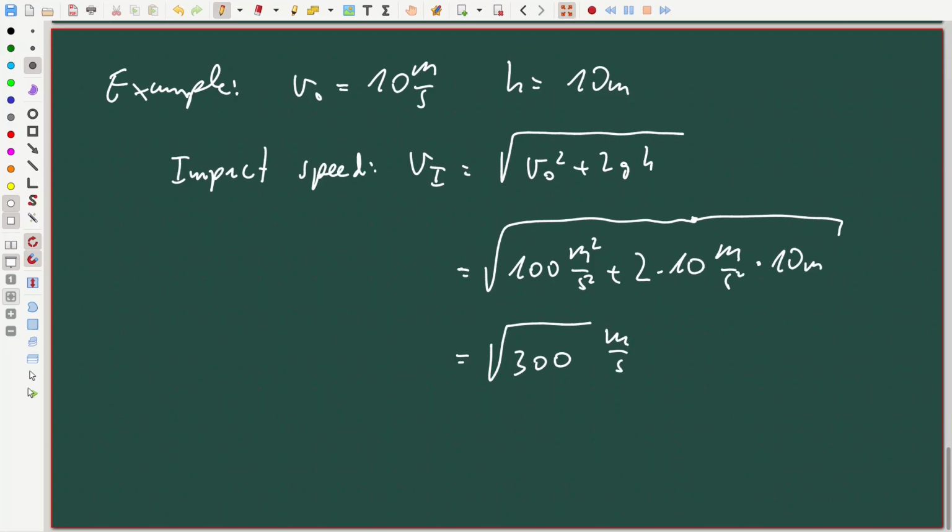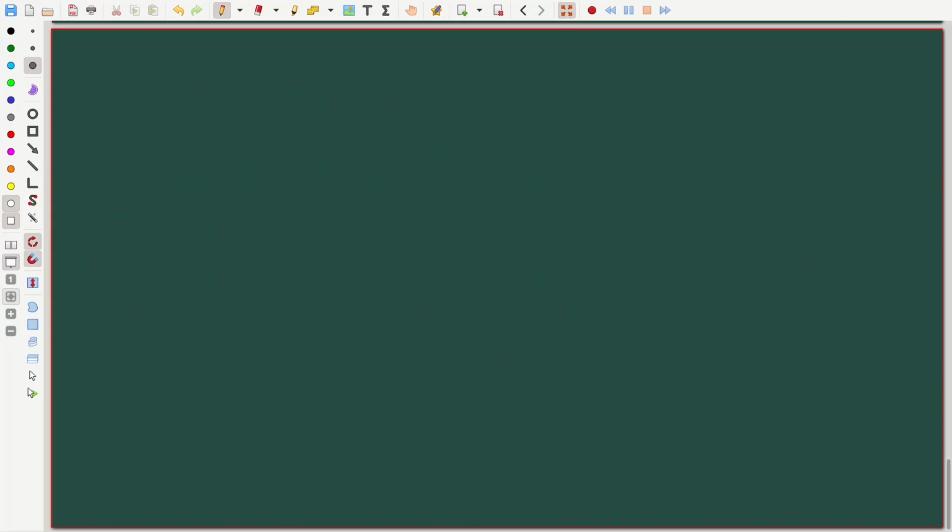So at the end, this results in the square root of 300 meter per second. The unit we can now already take out from this root. And this results in approximately 17 meter per second. So the total speed with which our object hits the ground is not 10 meter per second, but 17 meter per second, because it gained an initial speed in y direction as well. And what we can also calculate in addition to the speed is the impact angle, which I think is also a very important quantity.